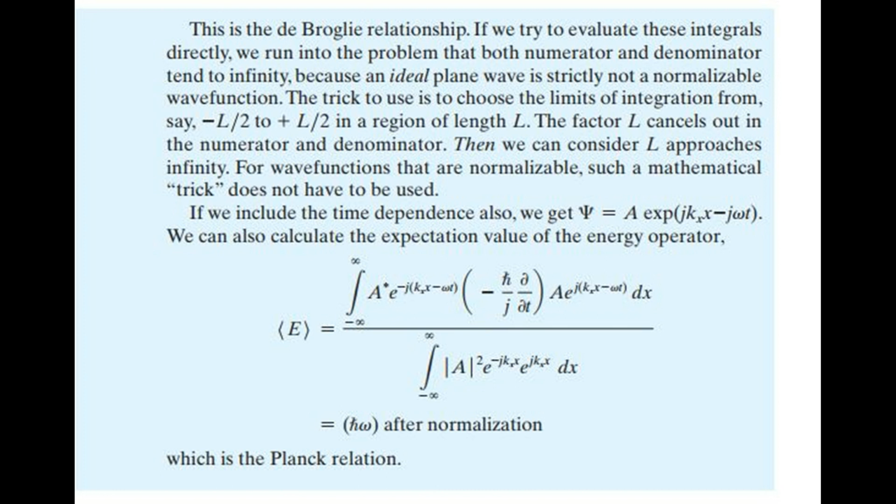If we include the time dependence also, we get ψ equal A exp(j(kxx − ωt)). We can also calculate the expectation value of the energy operator. After normalization, we get E equal ħω, which is the Planck relation.